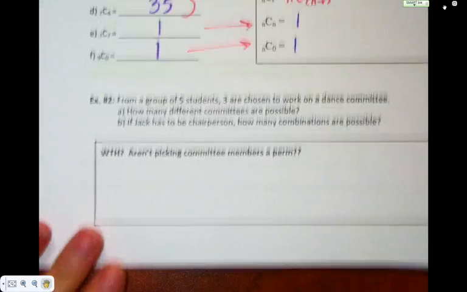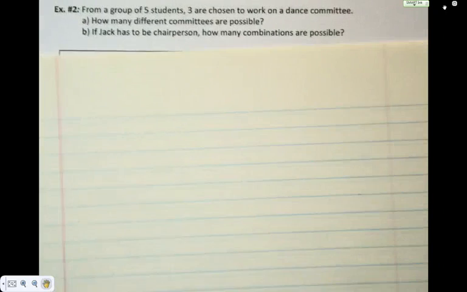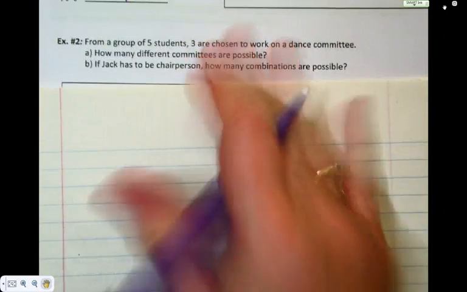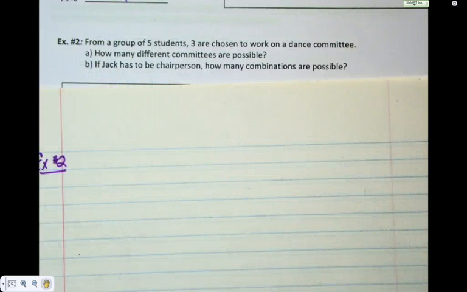Okay, so let's look at the first example. We're going back to students, and Jack's going to make an appearance here. Jack, pain in the butt. Jack's my homeboy. Jack's your homeboy.